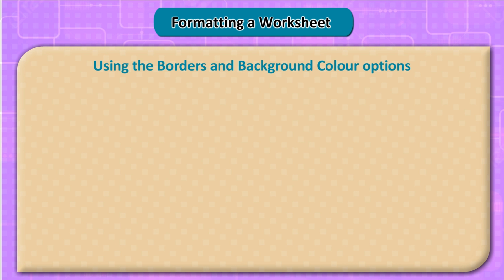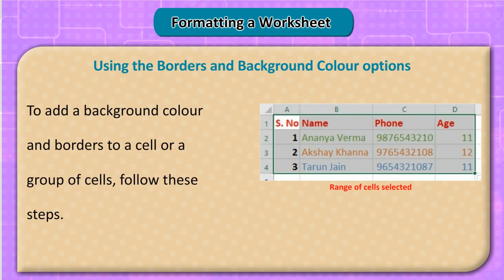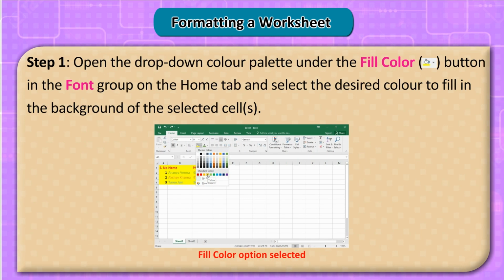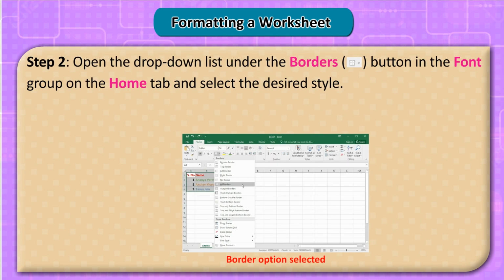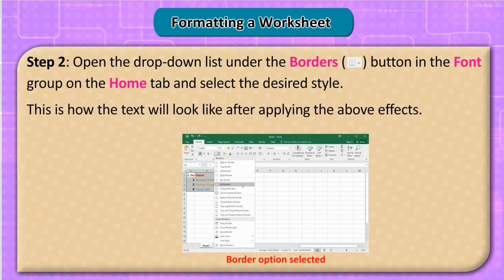Using the borders and background color options. To add a background color and borders to a cell or a group of cells, follow these steps. Step 1. Open the drop-down color palette under the Fill Color button in the Font group on the Home tab and select the desired color to fill in the background of the selected cells. Step 2. Open the drop-down list under the Borders button in the Font group on the Home tab and select the desired style. This is how the text will look like after applying the above effects.